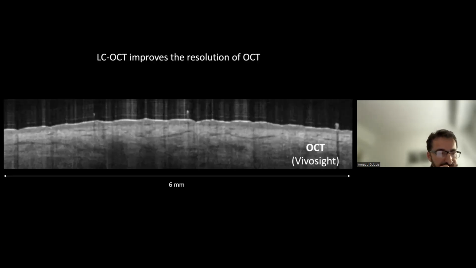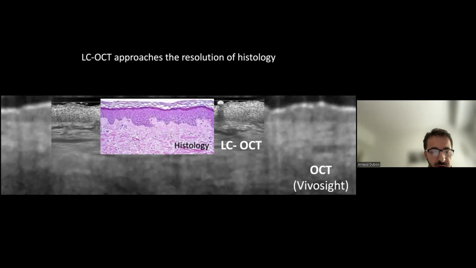Here is an image of skin obtained by conventional OCT. And here is an image obtained by LC-OCT. As you can see, LC-OCT improves the resolution of OCT, but the field of view is reduced. Here, 1.2 millimeter laterally and 0.4 millimeter in depth. With a resolution of 1 micrometer in all directions, the LC-OCT images are comparable to histological images. High resolution is the major advantage of this technique of LC-OCT.